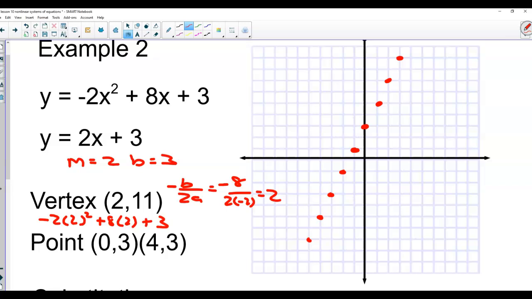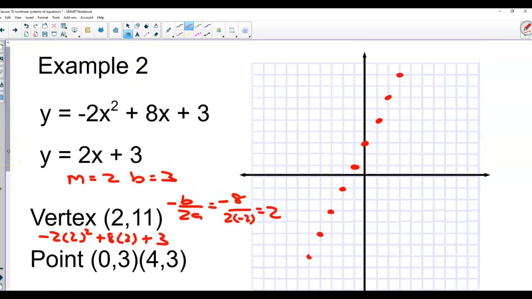My vertex is (2, 11). Now here, obviously, I have to go slightly off the graph. On a test, I would probably try and keep it on the graph the whole time. But for here, I don't think it's a big deal. You have to kind of guess and check a little bit there. And then I get 2 points. If I plug 0 in for x, I get (0, 3) and (4, 3). What's nice here is (0, 3) actually gives me an intersecting point. And then (4, 3) is my other point.